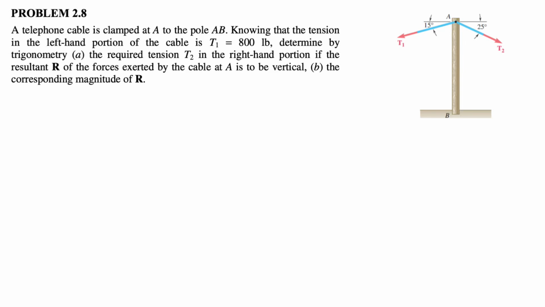We're going to be solving question 8 from the second chapter of the Johnston textbook. And we have this telephone cable that is clamped at point A to the pole AB. We know that the tension in the left-hand portion of the cable, or cable T1, is 800 pounds. We need to determine by trigonometry the required tension T2 in order to have the resultant R to be vertical, or in other words, the X component of each of these two are gonna cancel out each other.